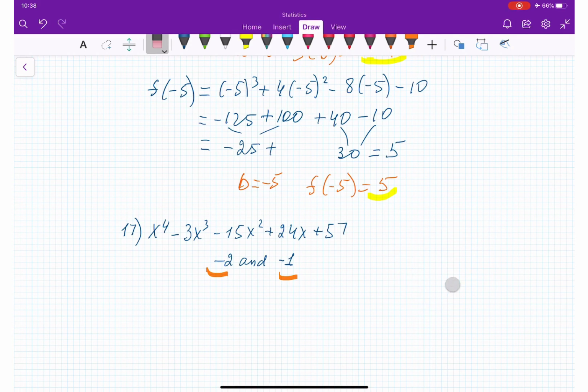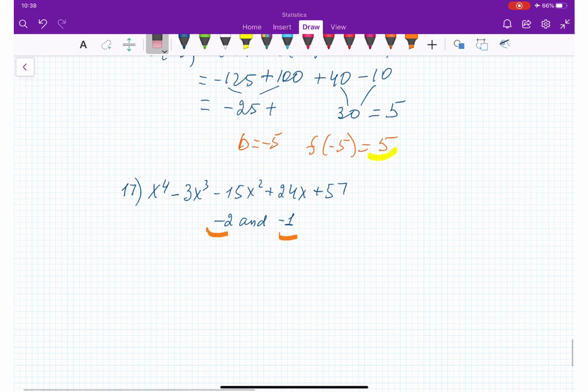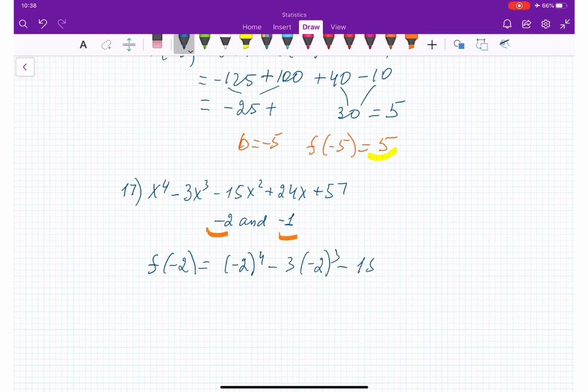That's our goal, to show that if I plug in f of -2 and then f of -1, I will get one positive, one negative. Let's go ahead. F of -2 is equal to -2 to the power 4 minus 3 times -2 to the power 3 minus 15 times -2 squared plus 24 times -2 and then plus 57.